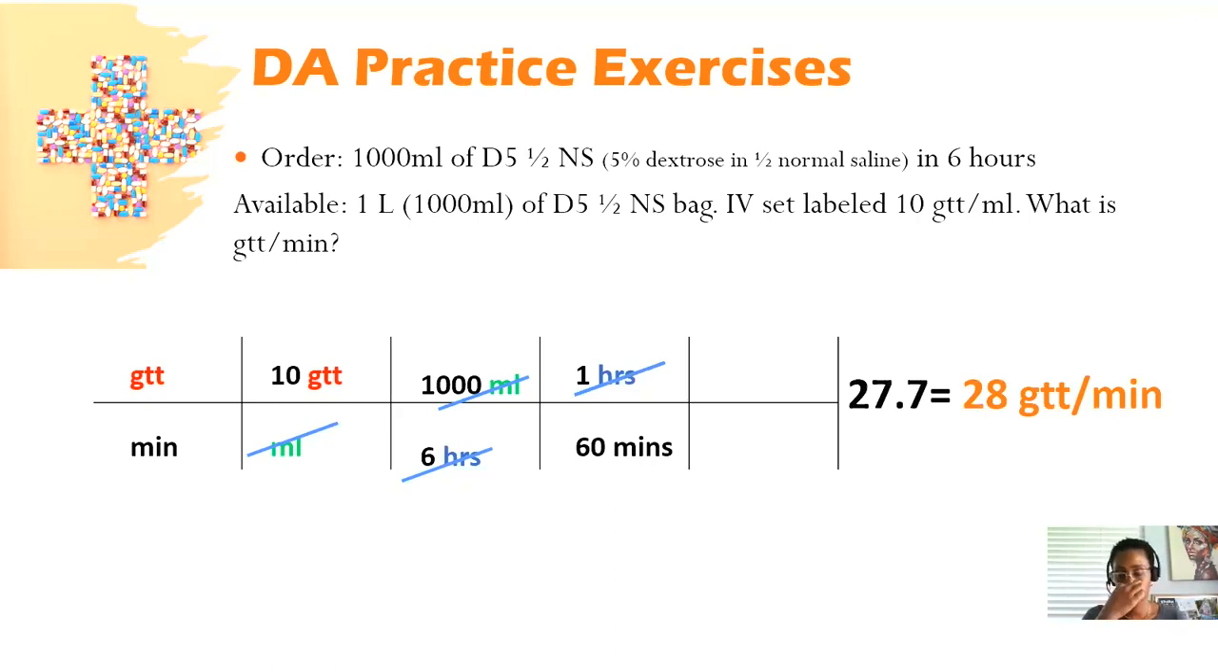And then you're going to remember you can't give a fraction of a drip. So you're going to make it into a whole number, which is 28 drips per minute.